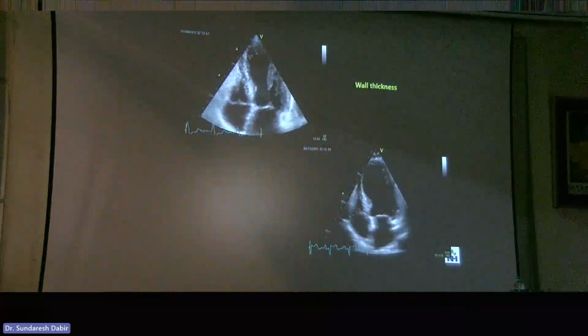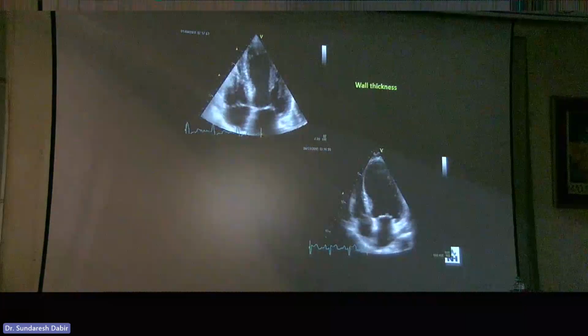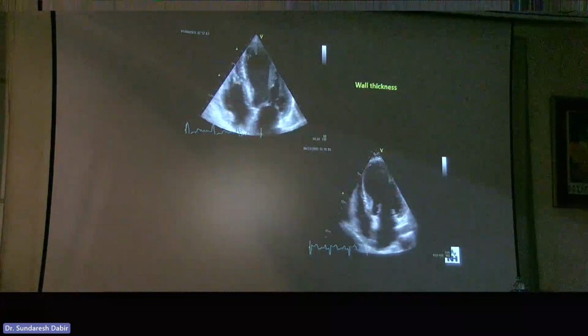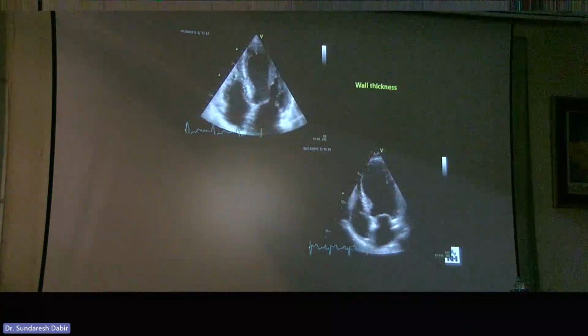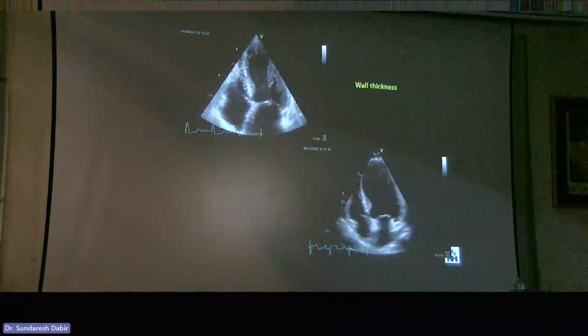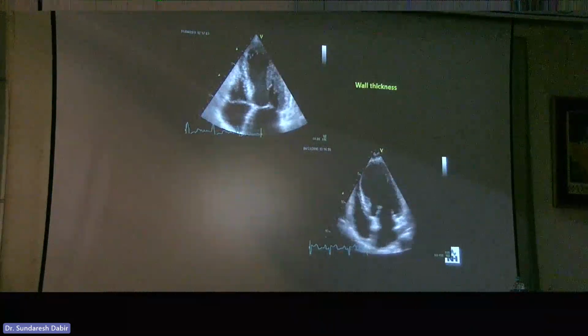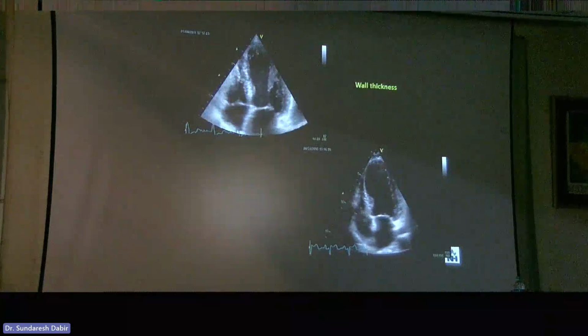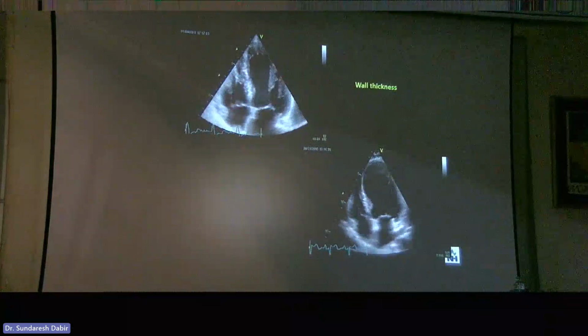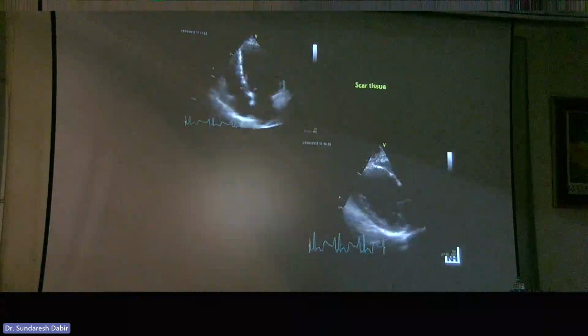So when you're mentioning in the report, as I told you, if you do see a wall motion abnormality, make sure of the wall thickness. So as you can see here, the wall thickness is preserved. It's an akinetic area, the top image. But if you see the bottom image, it is really thinned out. So you should mention in your report that it is thinned out over there. If it is completely thinned out or partially thinned out.